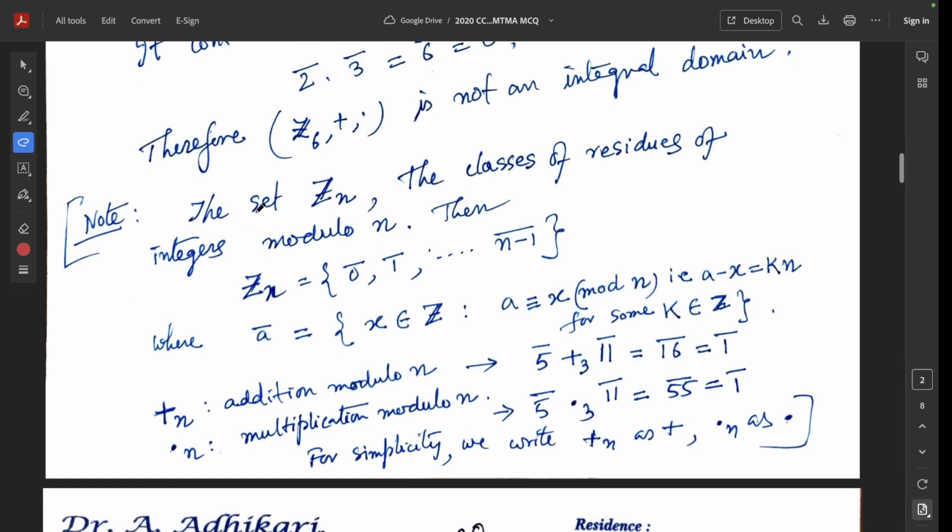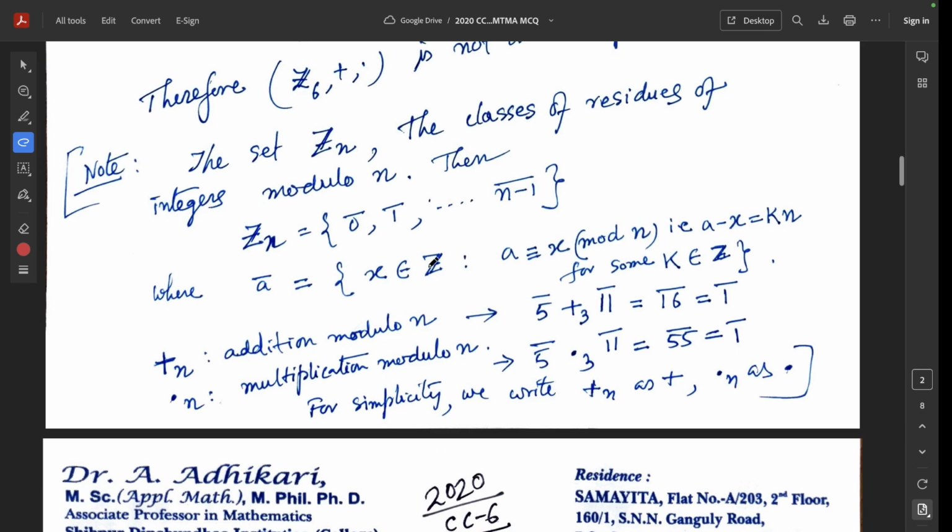Now, the set Zn is the classes of residue of integers modulo n, that is Zn equals {class 0, class 1, class 2, ..., class n minus 1}, where the class A means the set of all those x belonging to the set of integers Z such that A is congruent to x modulo n, that is A minus x is divisible by n, that is equal to k times n. n is a fixed positive integer and k is any integer.